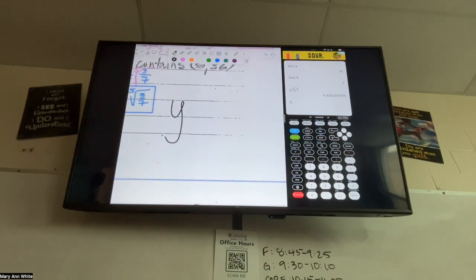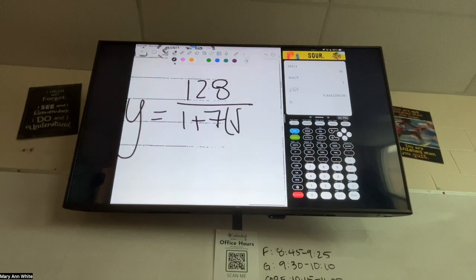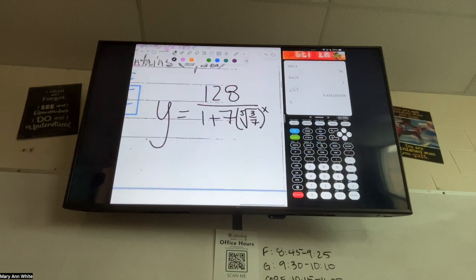Okay, y equals 128 over 1 plus 7 times the 5th root of 3/7 raised to the x.